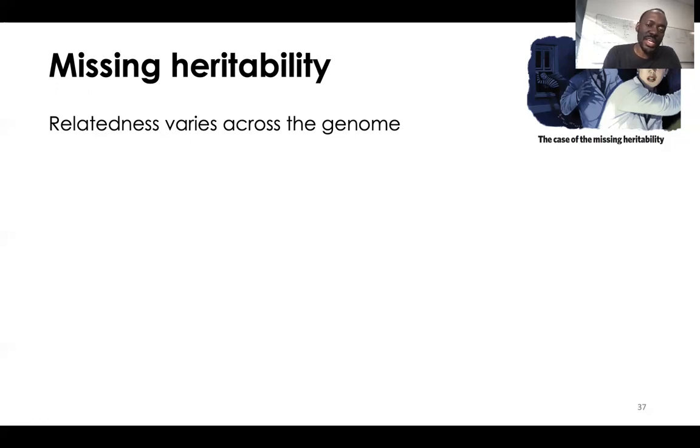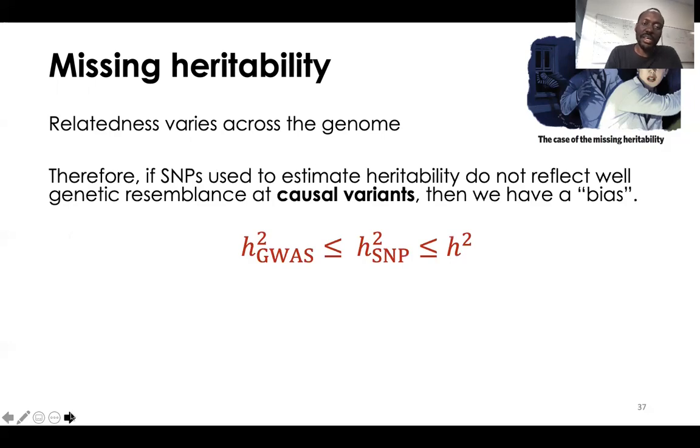And that has an important implication: if the SNPs that we use to estimate heritability do not reflect well enough the degree of genetic resemblance at the causal variants, the variants which are causing the traits that we analyze, then we should only expect to have a partial estimation of heritability, which can be seen as a bias.